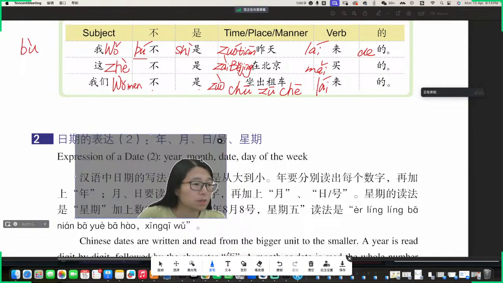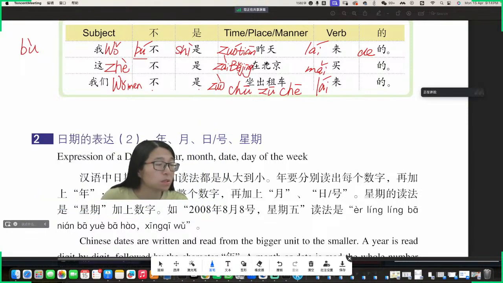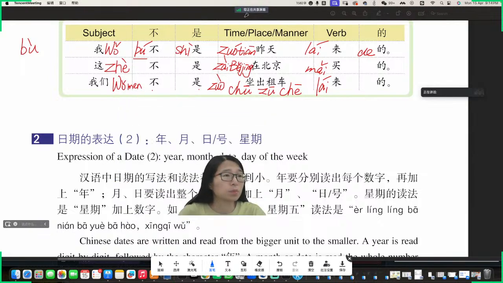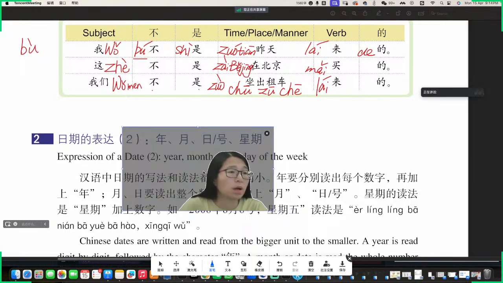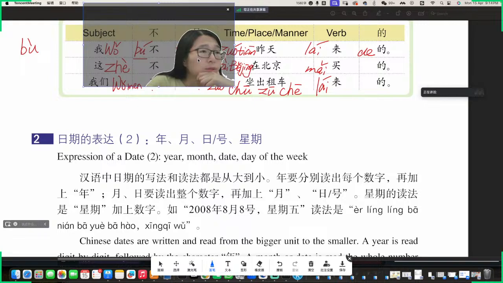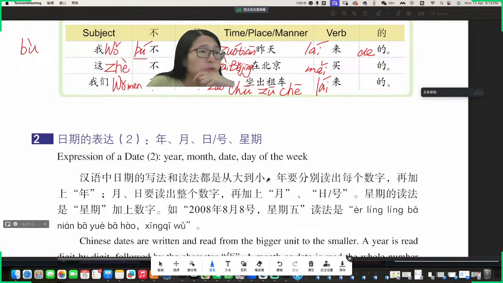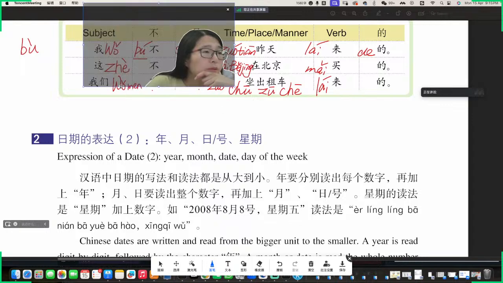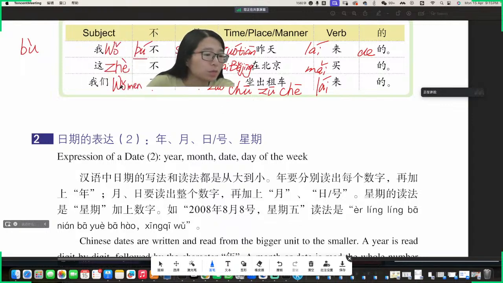Okay guys, now let's try to make sentences with 是的. You can emphasize time, you can emphasize place, you can also emphasize manner. For example, let's make a sentence that emphasizes time. Say you want to say, I came to Dubai 5 years ago. Okay, that is my scenario. So how should I say it? Guys, could you help me?